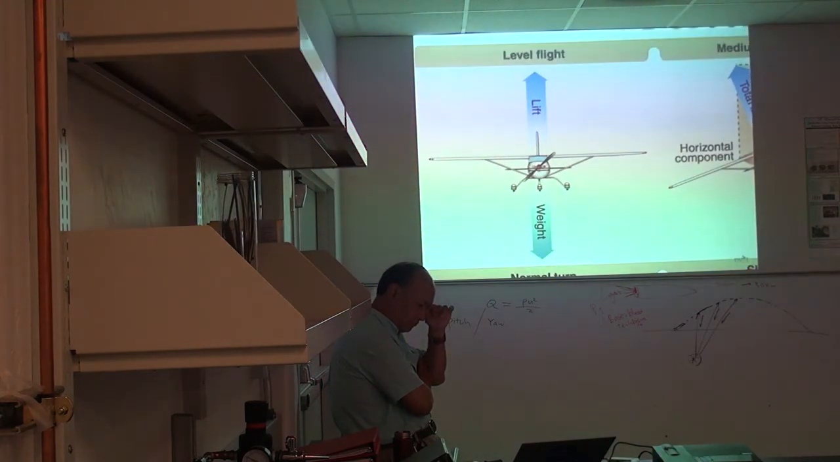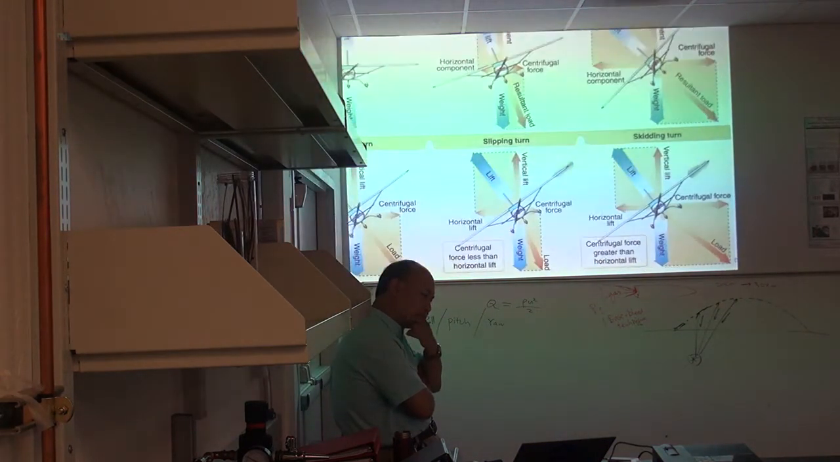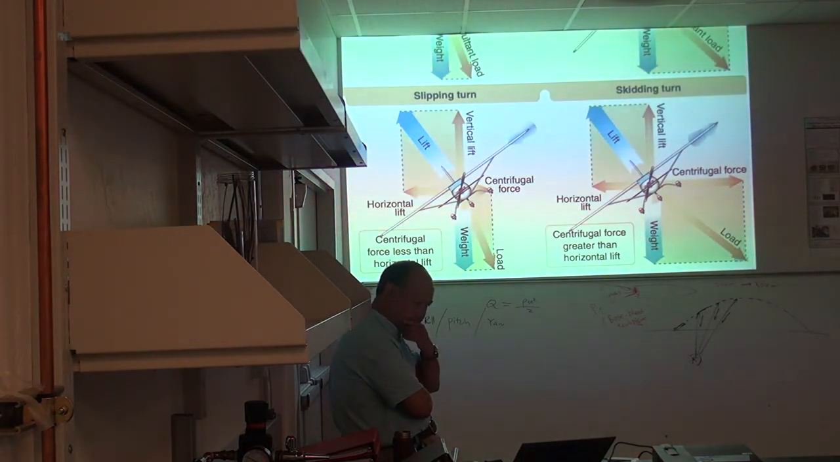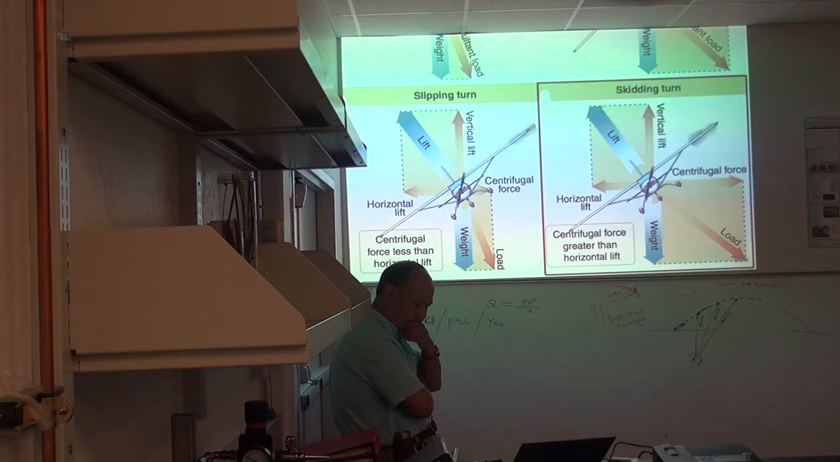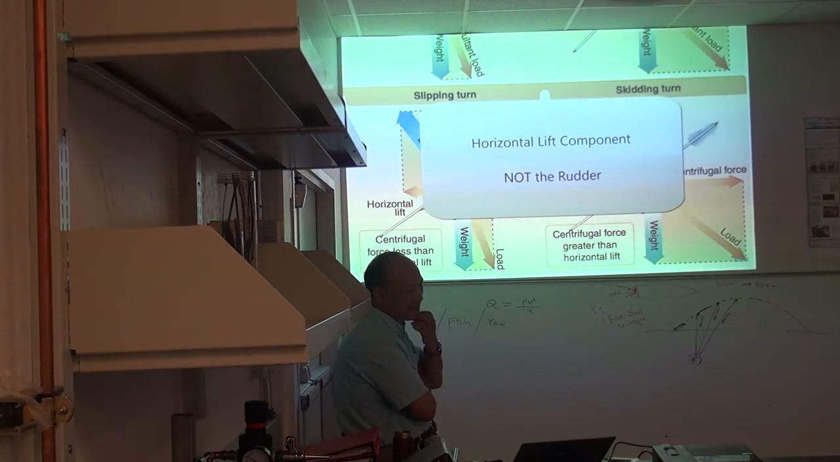If the lift and weight continued to act straight up and down in a bank, the plane would remain pointed in the same direction. The rudder is used to correct any deviation between the straight track of the nose and tail of the aircraft. A good turn is one in which the nose and tail of the aircraft track along the same path. If no rudder is used in a turn, the nose of the aircraft yaws to the outside of the turn. The rudder is used to bring the nose back in line with the relative wind. The important thing to consider is that the horizontal lift component, not the rudder, is used to turn the plane.